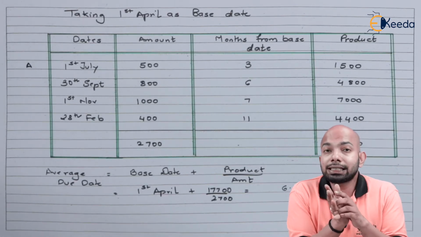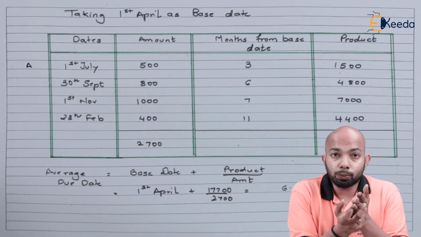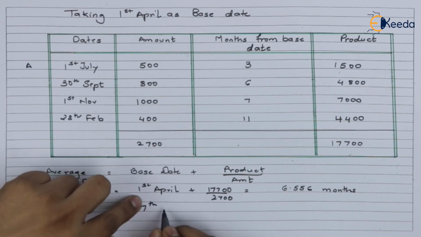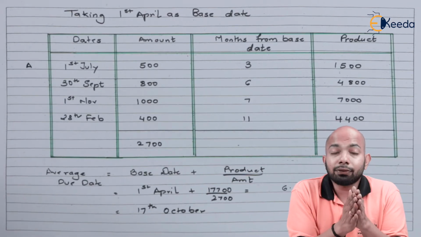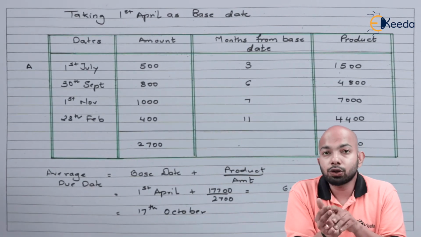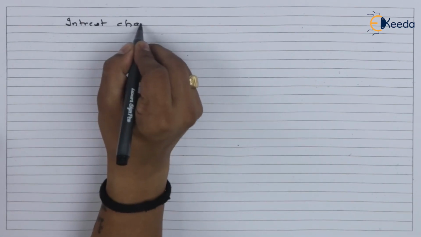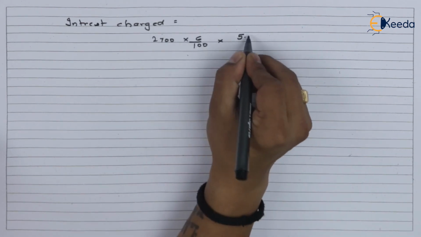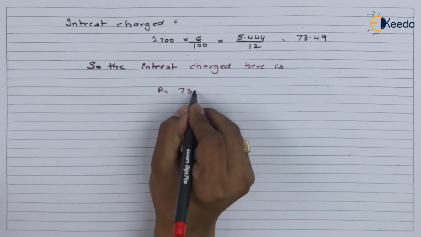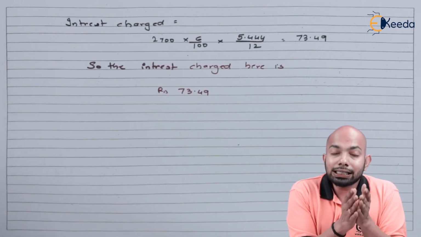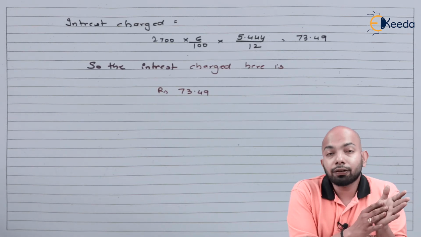The other 0.556 will again be as per the same calculation that we did earlier, which is 17th of October. So again the interest that will be charged from 17th of October until 31st of March on the same amount, which you know of course what the amount will be. So the interest that is charged here is 73.49 as per the case study that we have taken, or rather the case study that we have understood right now.